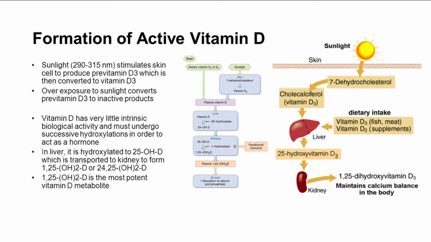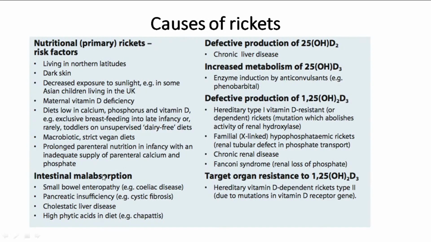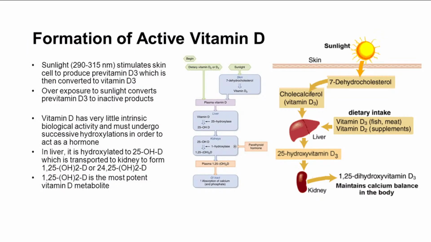Why do we discuss color of skin, why do we discuss the area? Just look at this: living in northern latitudes, dark skin, decreased exposure to sunlight. Why? Because the formation of active vitamin D has some steps. First of all, sunlight in skin produces 7-dehydrocholesterol. After that, cholecalciferol, vitamin D3 in liver, and also dietary intake, vitamin D3 from fish and meat, and vitamin D2 from supplements.